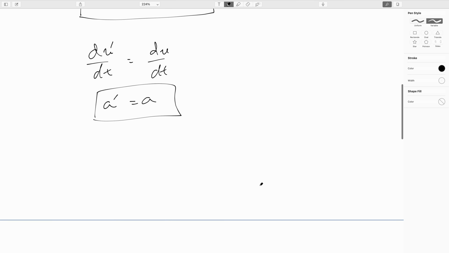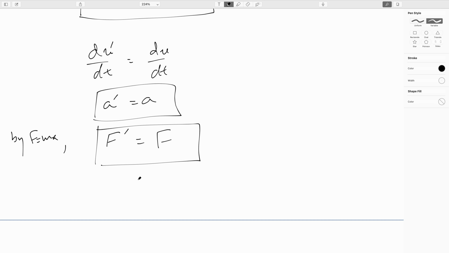And by Newton's second law, both observers would conclude that the same forces are being applied on the ball. So if every observer agrees on a value, then we say that that quantity is an invariant. And so the acceleration and the force that an object feels are invariants under the Galilean transformation.